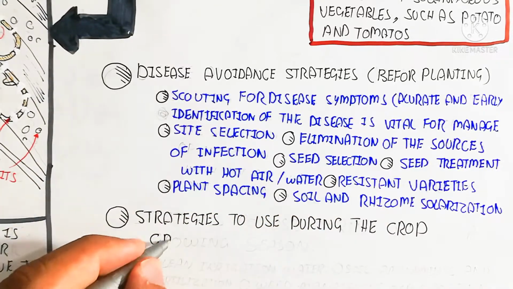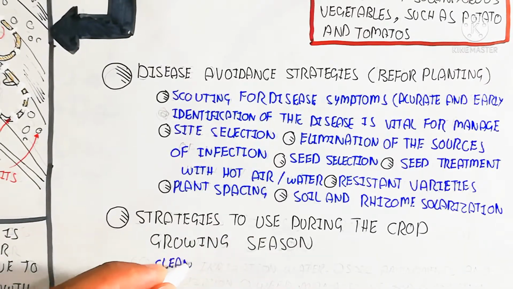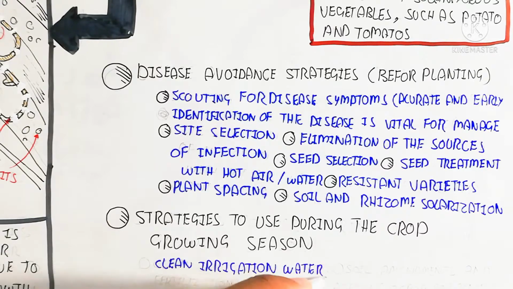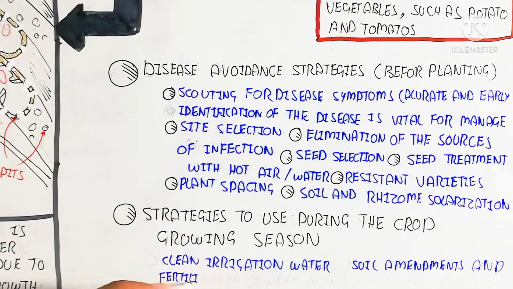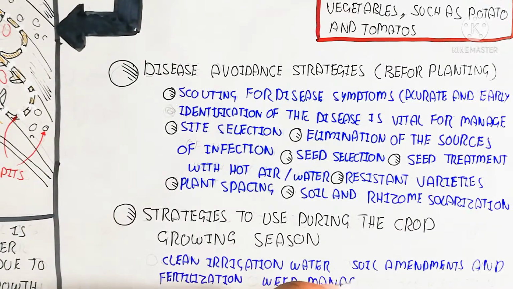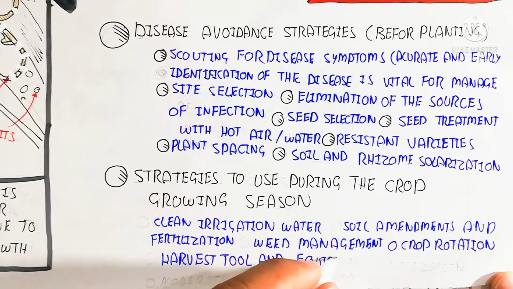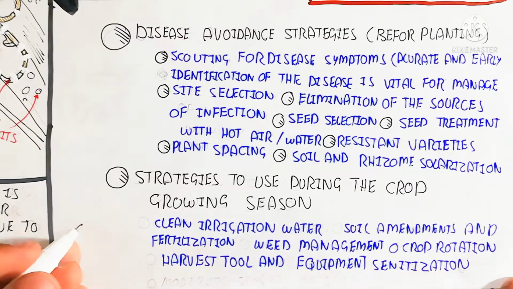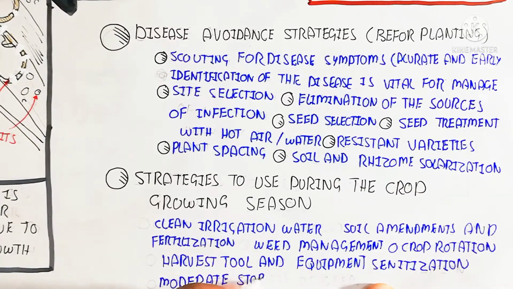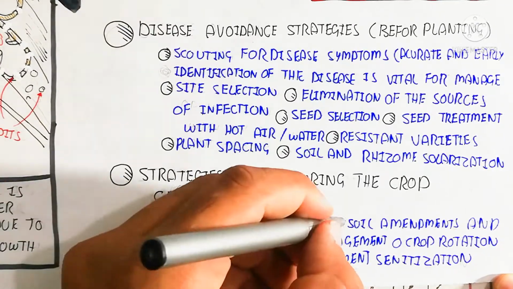So in this way, clean irrigation water, soil amendments and fertilization, and weed management. We can manage the weeds and remove those weeds which easily infect the plant with the vascular wilt pathogen. On the other hand, crop rotation: one crop is grown in one season, and in the next season we should not grow it again but grow different species.